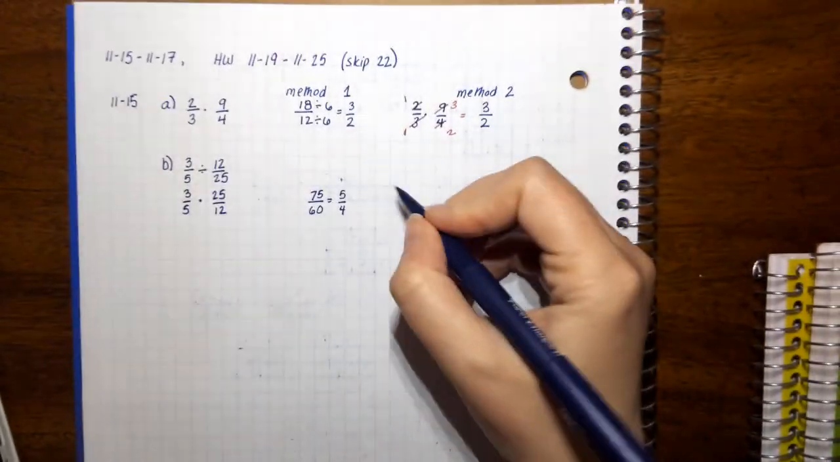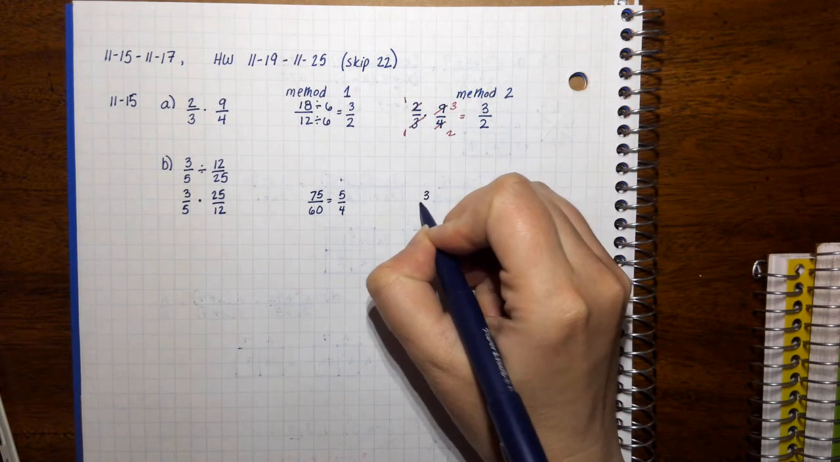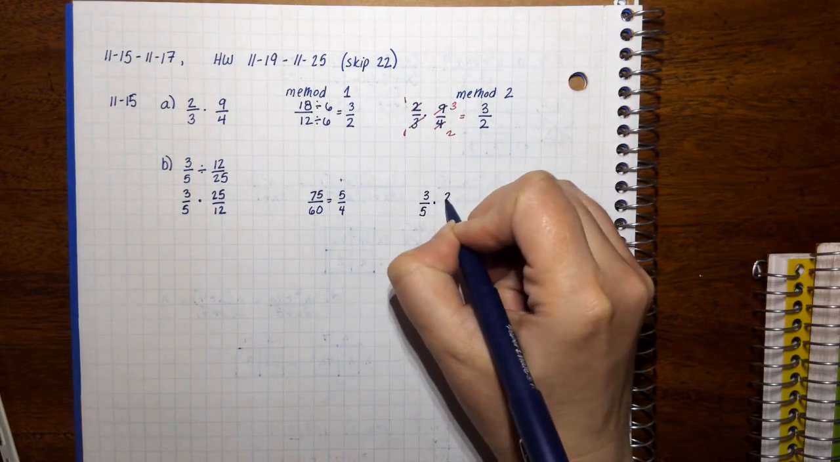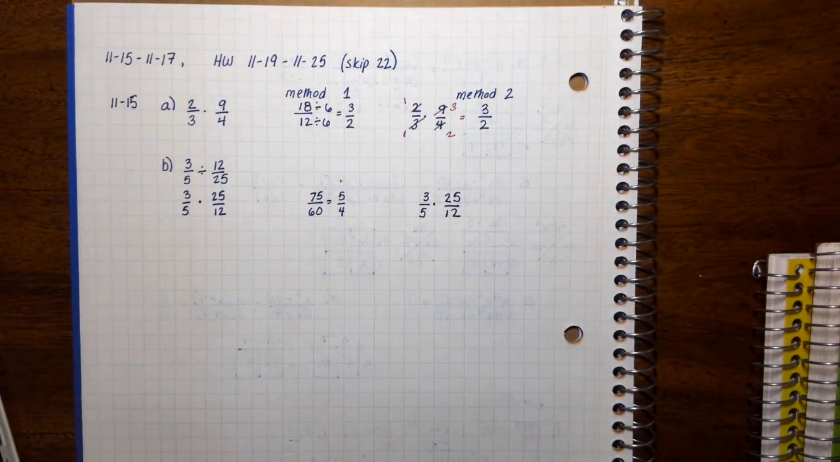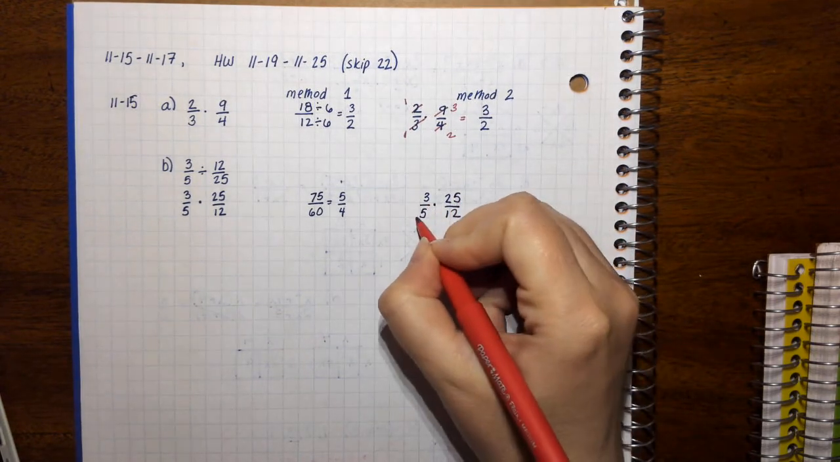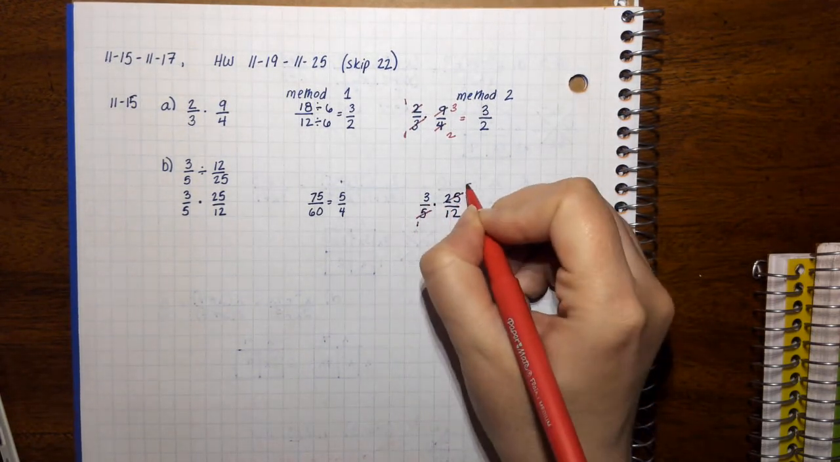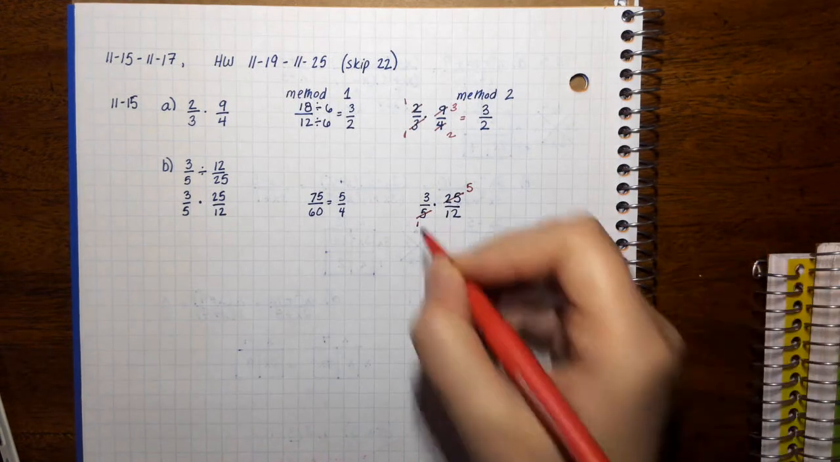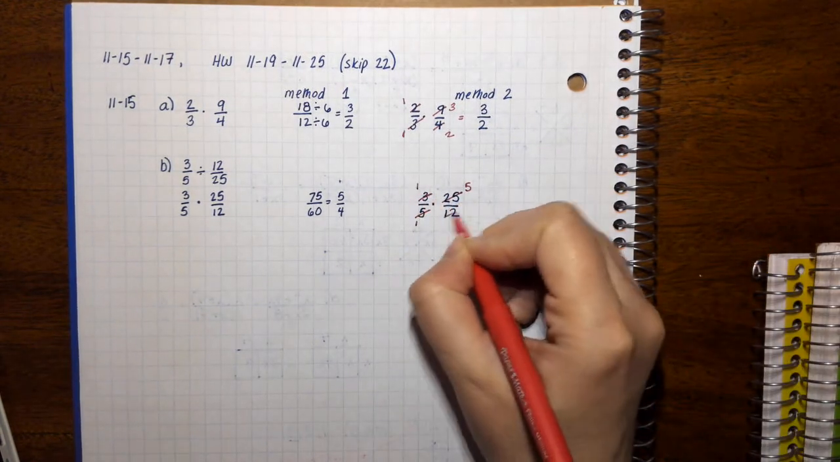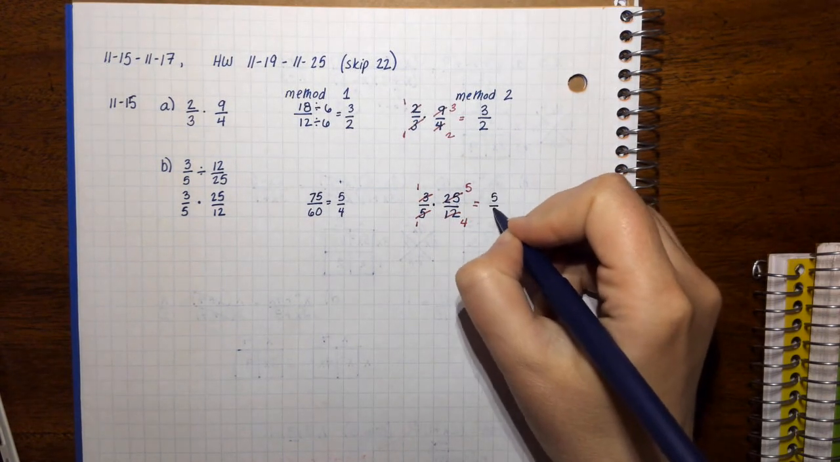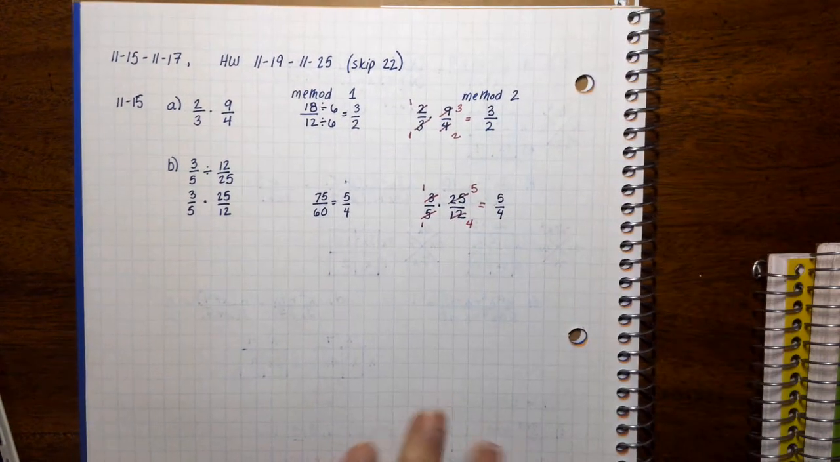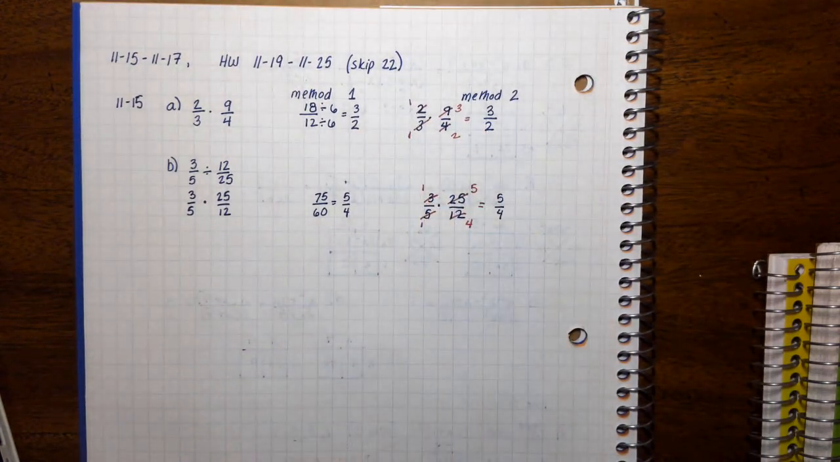Okay, now for this one, 3/5 times 25 twelfths. So I'm going to show method 2, which is kind of my canceling method. I see the 5 and the 25 reduce to 1 and 5. And I see the 3 and the 12 reduce to 1 and 4. And so I have 5/4. I don't care which one of these you do, just as long as you get 3/2 and 5/4 as your answer in the end.